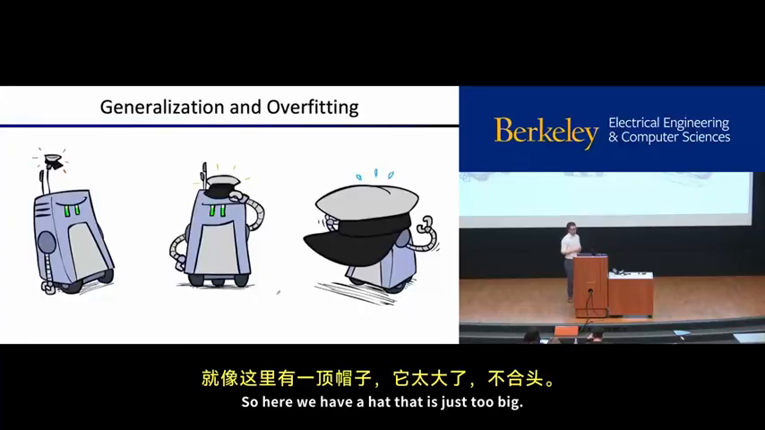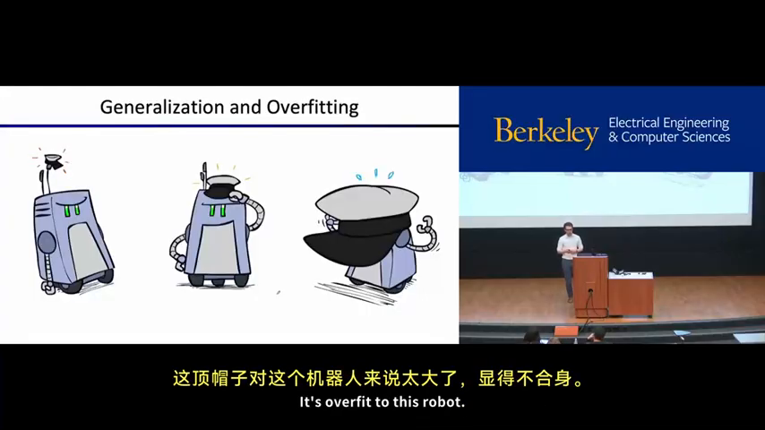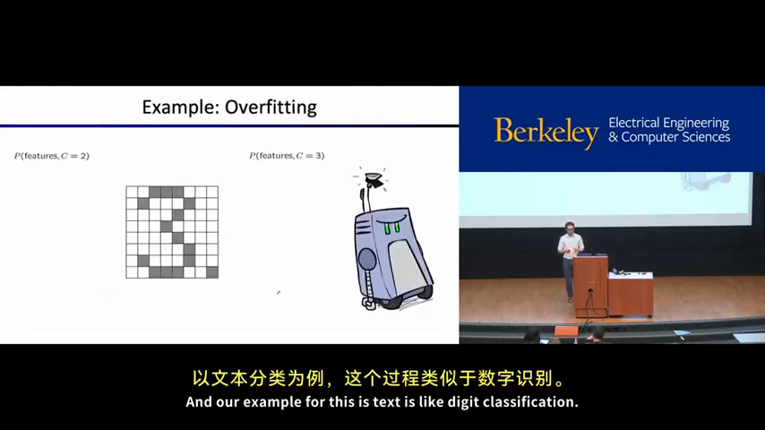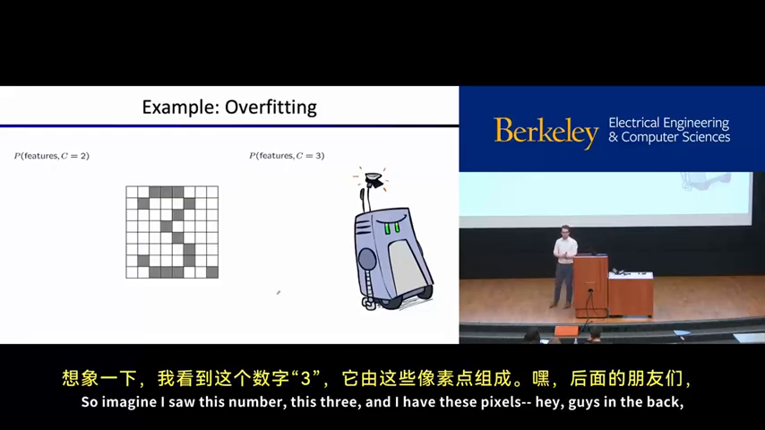So here we have a hat that is just too big, like it's overfit to this robot. And our example for this is digit classification. So imagine I saw this number, this 3, and I have these pixels.